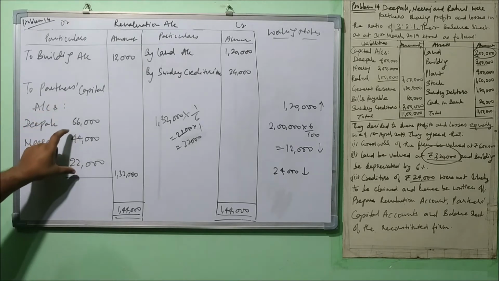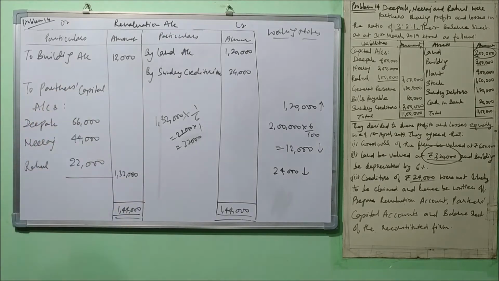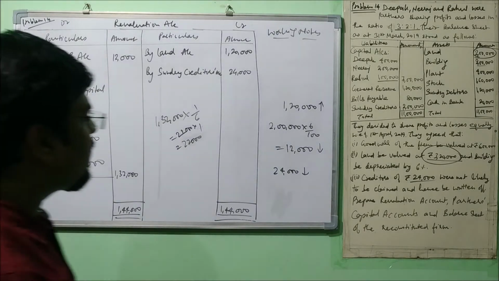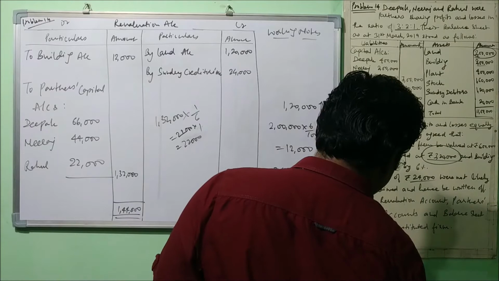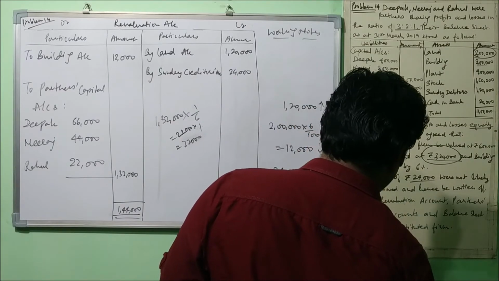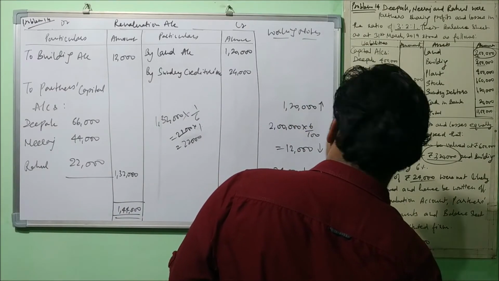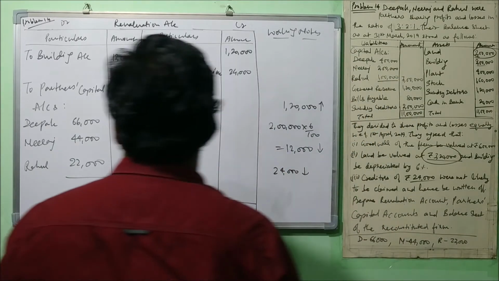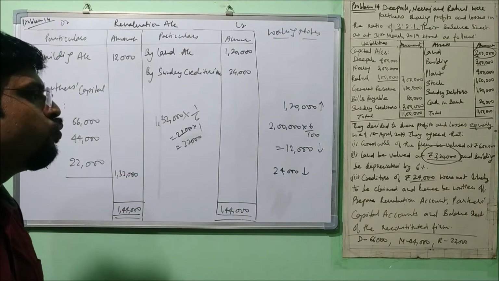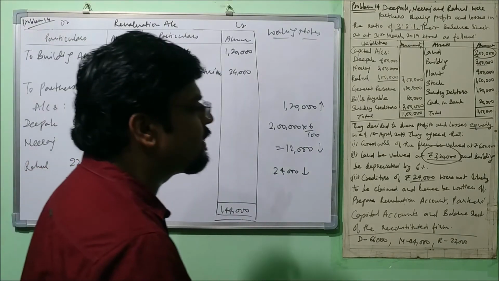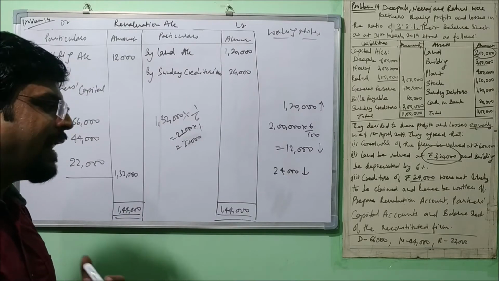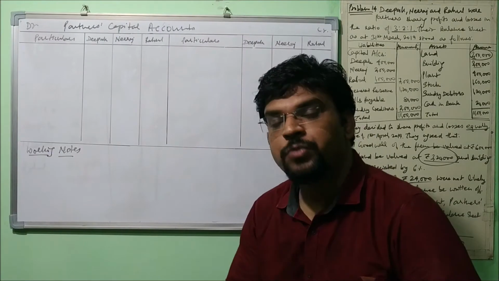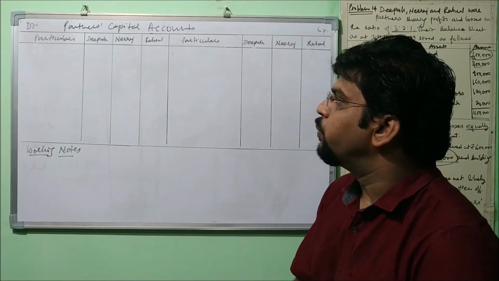Now these values will be transferred to partners' capital account: 66,000, 44,000 and 22,000. I just write it down here. For Deepak, 66,000. For Neeraj, 44,000. And for Rahul, it's 22,000. Alright. So now it's time to move forward. Now we'll prepare the partners' capital account, and whatever calculation is necessary for that we'll be doing side by side. Okay, so let's start with the partners' capital account.